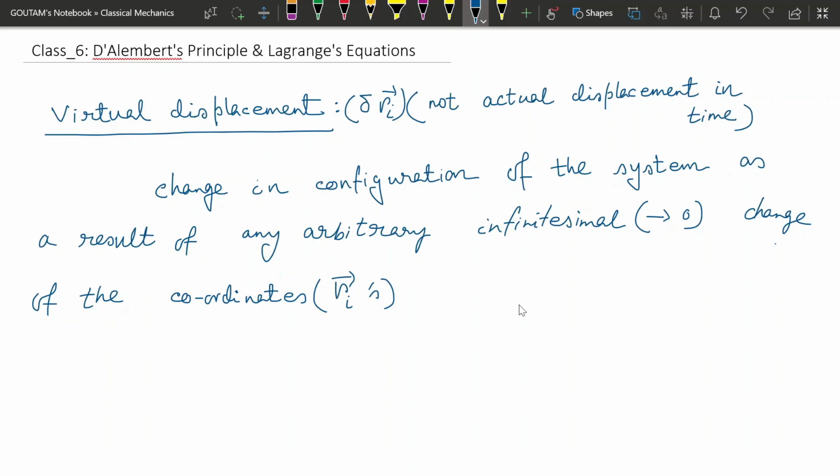This is a change in configuration at any particular instant of time. So first of all, let's be clear that virtual displacements are not actual displacements in time. So this is how we define the virtual displacement.